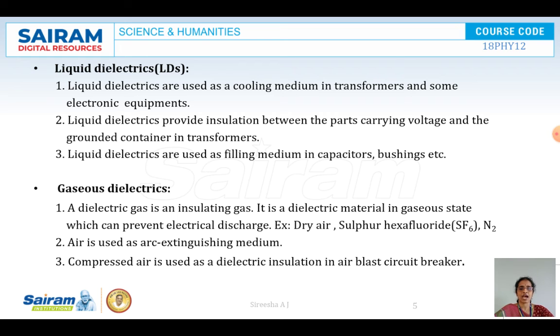Air is used as an arc extinguishing medium. Compressed air is used as dielectric insulation in air blast circuit breakers. So gaseous dielectrics are nothing but insulating gases which do not conduct any electricity.